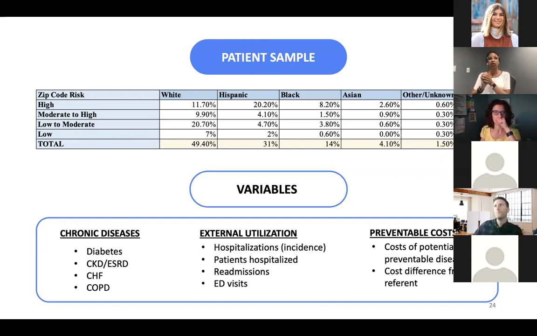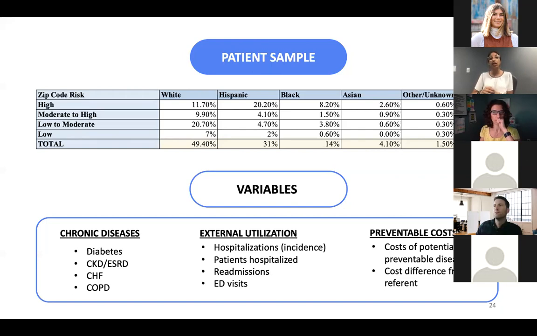And we have chronic obstructive pulmonary disorder. So for external utilization, we included emergent or urgent events. We used things like acute hospitalizations, which meant that one person could have multiple events of interest. We also used patient hospitalized, which was a binary variable, so only one count per person. We used readmission rates, and we used ED visits.